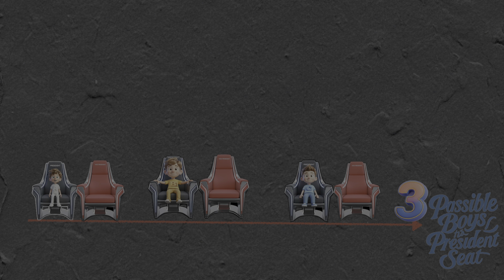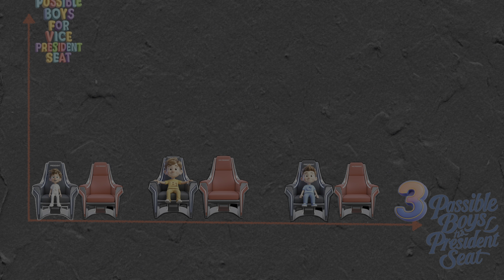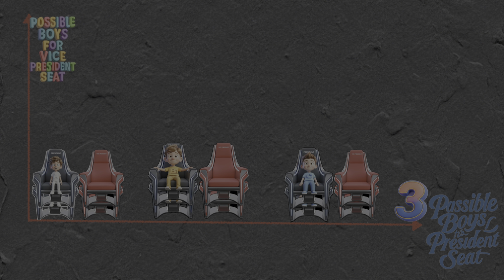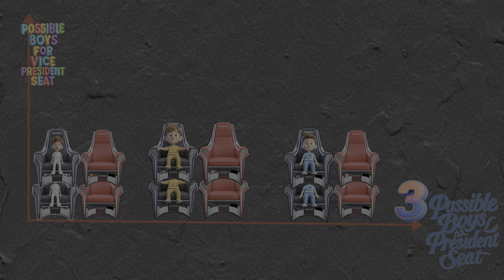Now it's time to fill the second seat, the vice president's. There are two other boys available to sit in the vice president's seat. So we duplicate each of the seating arrangements, resulting in two possible configurations for each.